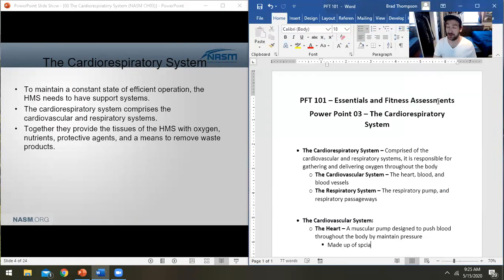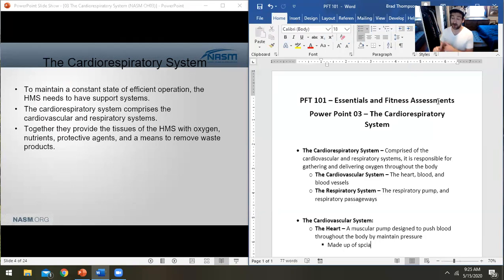So remember, your cardiovascular system is your heart, blood, and blood vessels. It's in charge of generating pressure and delivering nutrients around. Your respiratory system is in charge of extracting oxygen from the environment. And your cardiorespiratory system is the cardiovascular plus respiratory systems. And that is responsible for extracting oxygen and delivering that oxygen. So gathering and delivering oxygen throughout the body.